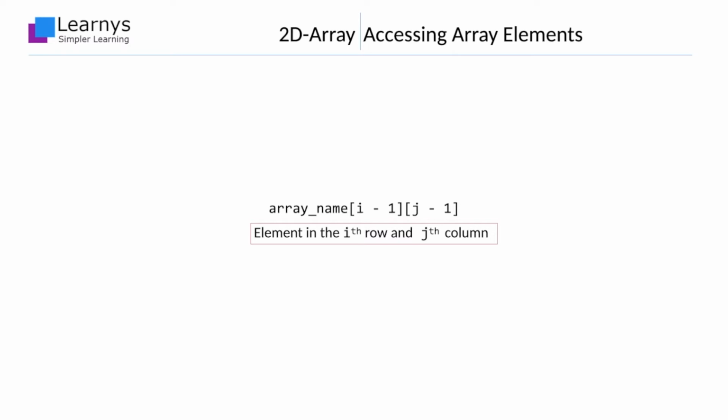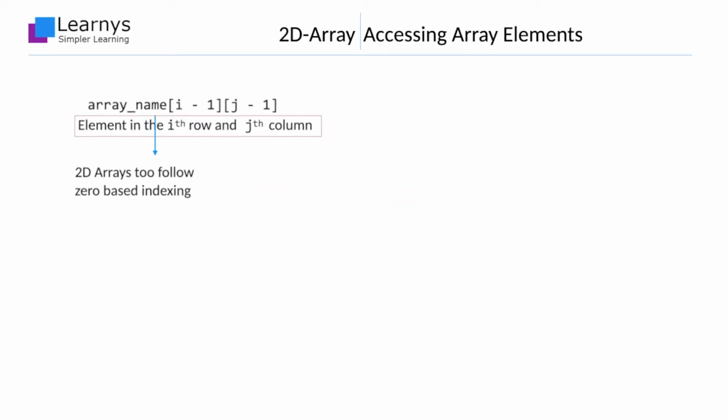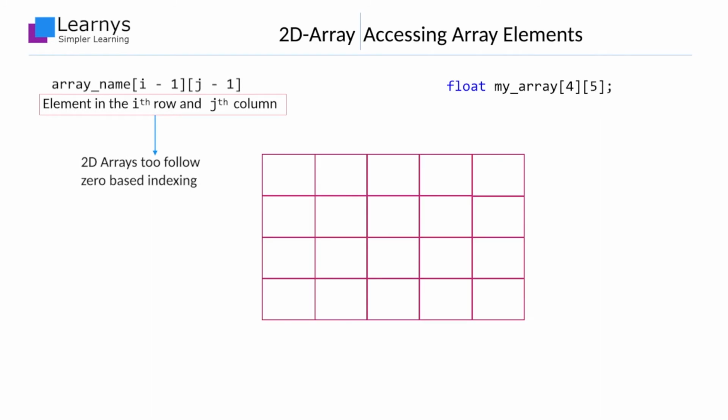It is to be noted that arrays, one-dimensional as well as two-dimensional, follow zero-based indexing. Consider this example for better understanding. This statement declares a float type two-dimensional array having 4 rows and 5 columns, and this diagram conceptually represents the array declared by the statement.